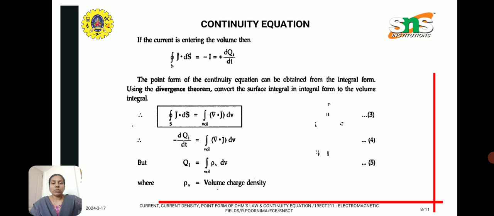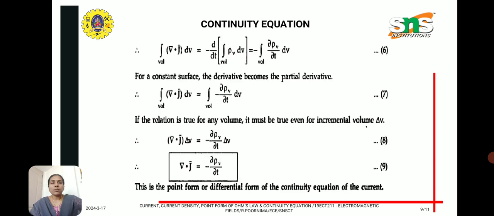We can substitute the volume integral of rho v dv for charge, where rho v is the volume charge density. When we substitute volume charge density, we get the partial derivative dou rho v by dou t, since the derivative becomes a partial derivative for a constant surface. Relating the left hand side and right hand side, for an incremental volume del dot J into del v is equivalent to minus dou rho v by dou t into del v. When del v cancels, del dot J equals minus dou rho v by dou t. This is the point form or differential form of the continuity equation of current, relating the divergence of current density to the rate of change of volume charge density.